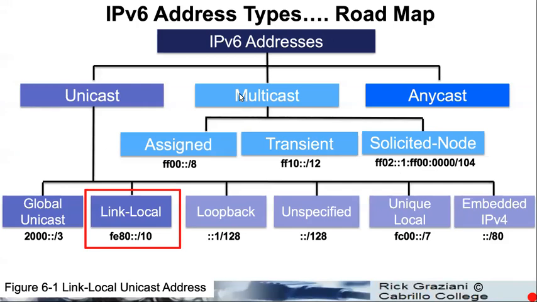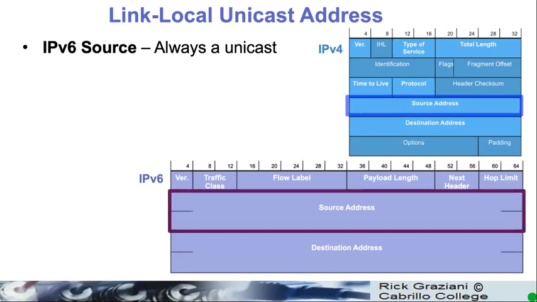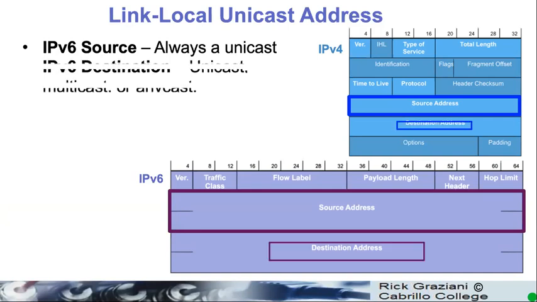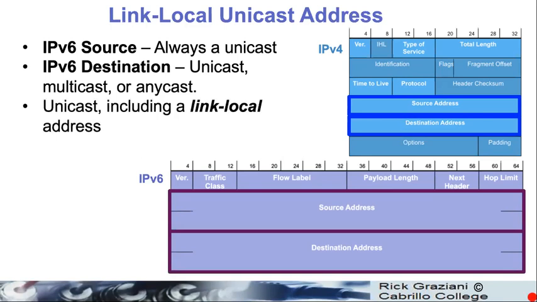Anyway, link local address. As you can see, it's part of the Unicast address group, and we talked about global unicast. Today we talk about the link local unicast. You've heard me say this several times: an IPv6 address is always a unicast address. It's also IPv4 too. Source address can only come from one device. Destination can be unicast, multicast, or anycast. So as far as a link local address, it can be a source address or a destination address.